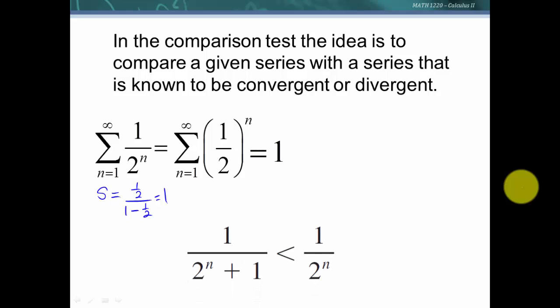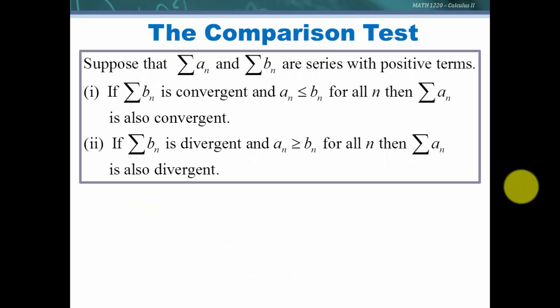Now, since we know that the terms in the series we're trying to determine convergence of are always less than this, if we summed up this series, we may not know the sum, but we would know it would need to be less than 1. So even though we don't have the sum listed here, it is a convergent series because it converges to some finite number less than 1. So this idea leads us to what is called the comparison test.